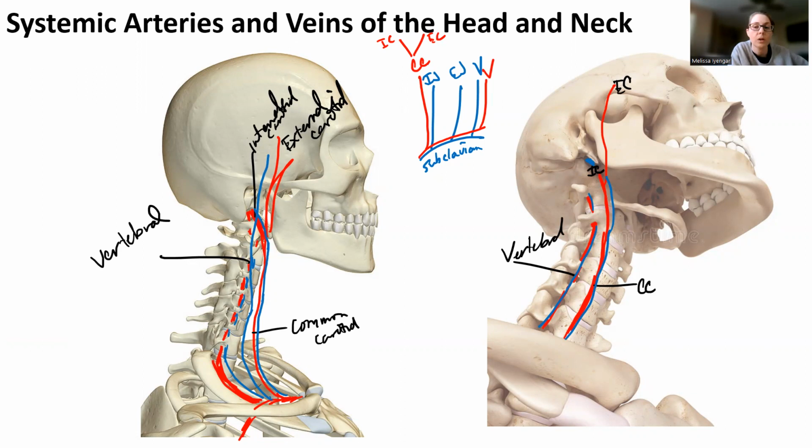This is probably one of the things that is most confusing sometimes when you're learning it. There are 3 different veins. There is one common carotid and then 2 that branch off of it. Then there's a separate vertebral artery and a separate vertebral vein.